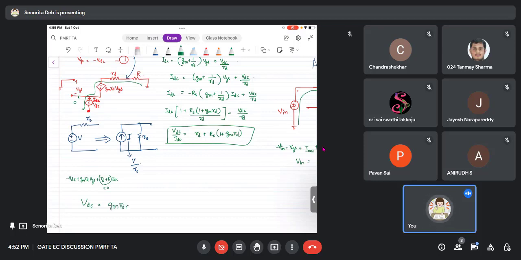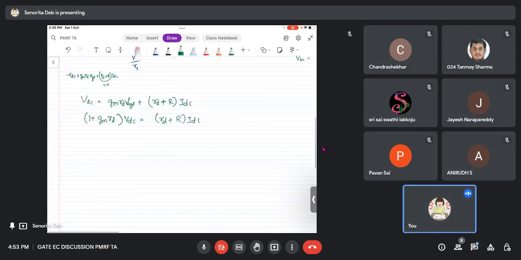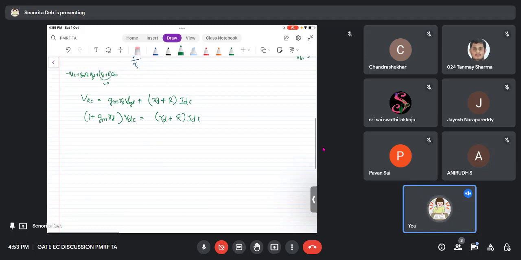So VDC is gm RD VGS plus (RD plus R) IDC. And VGS is nothing but minus VDC, we saw it. So (1 plus gm RD) into VDC is (RD plus R) into IDC. And then VDC by IDC is (RD plus R) by (1 plus gm RD). And this was the answer.